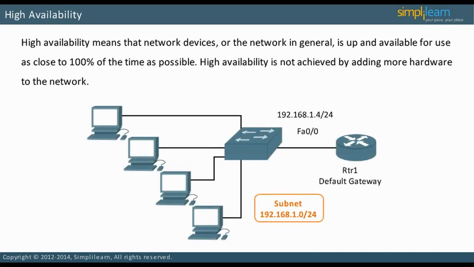In the image, all the PCs are in subnet 192.168.1.0/24. They all have a default gateway of 192.168.1.4, the FA00 interface of router 1. If FA00 fails, none of the PCs are able to reach the network. Let us continue our discussion on high availability in the next slide.